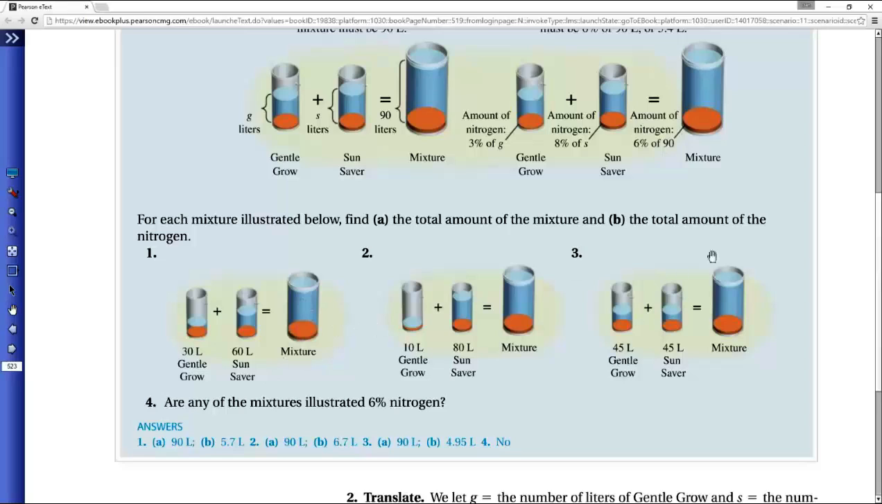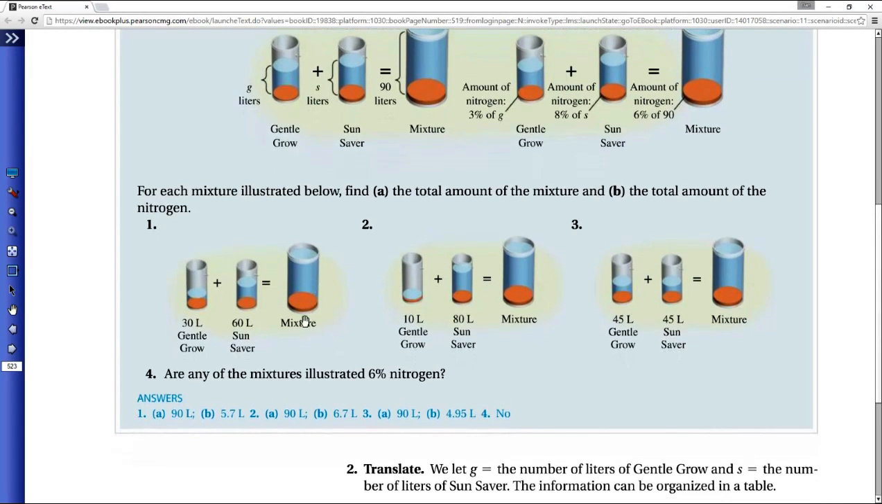And that's the next question. They say, well, what's the total amount in there? I know there's a total of 90 liters, and then I've just found out that I have 3 plus 4.8, or 7.8 liters of nitrogen in the solution.